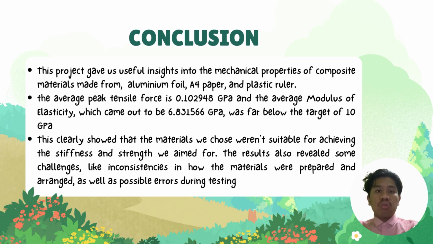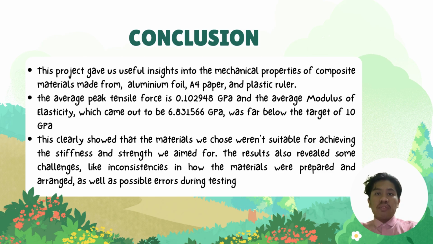Today, I want to introduce the conclusion. This project gave us useful insight into the mechanical properties of composite material made from aluminium foil, A4 paper, and plastic roller. So, the average peak tensile force is 0.10294 GPa, and the average modulus of elasticity, which came out to be 6.8315 GPa, was far below the target of 10 GPa. This clearly shows that the material we chose weren't suitable to achieve the sharpness and strength we aimed for.